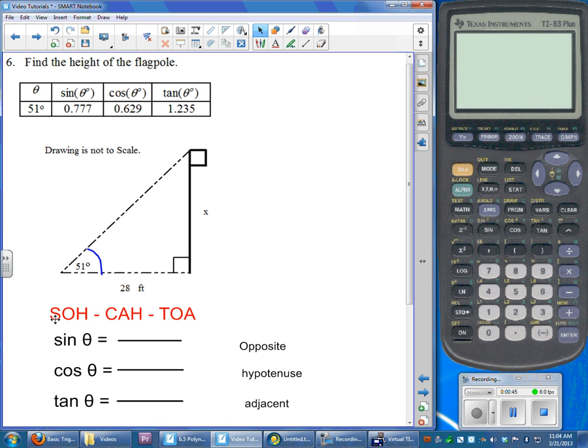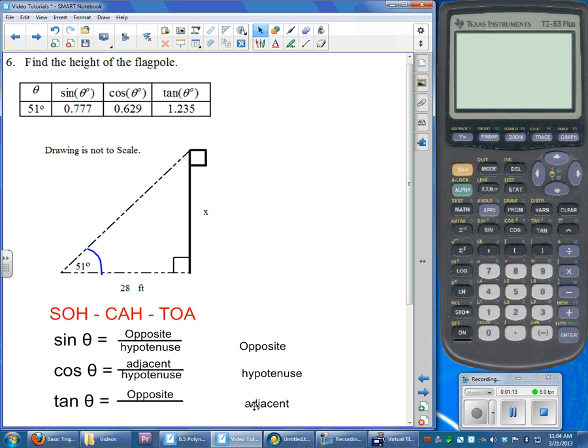Sine theta, which is the SOH part of this acronym, stands for opposite divided by hypotenuse. So if you ever have to write a sine ratio, it involves the opposite side being divided by the hypotenuse. For cosine, CAH, that's the adjacent side divided by the hypotenuse. And then we also have the ratio for tangent theta, or any angle, which is opposite divided by adjacent.